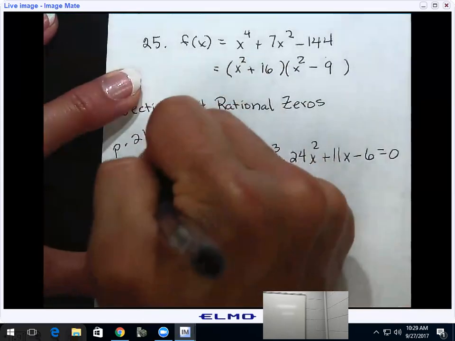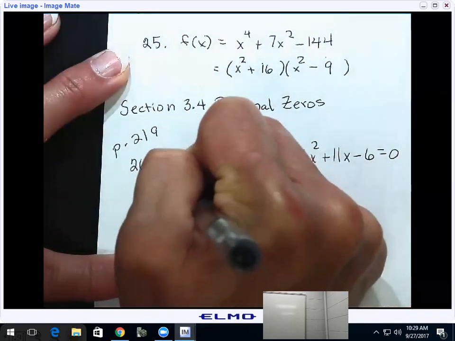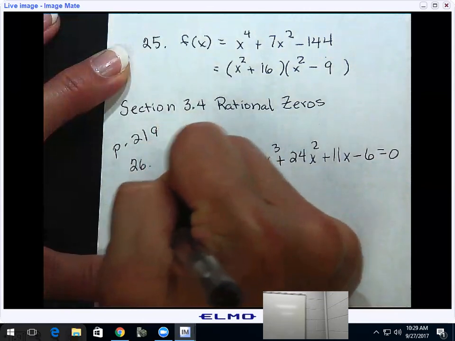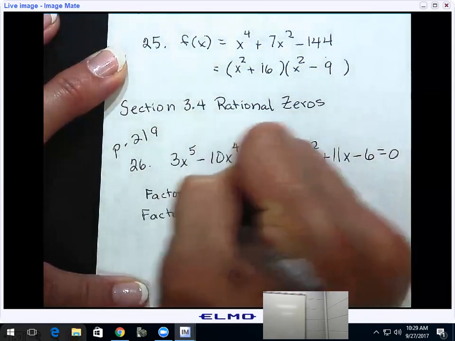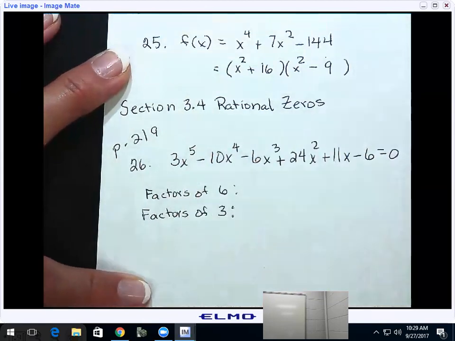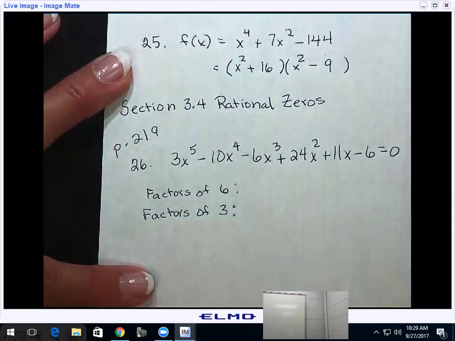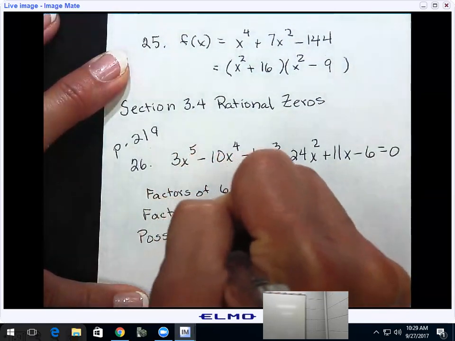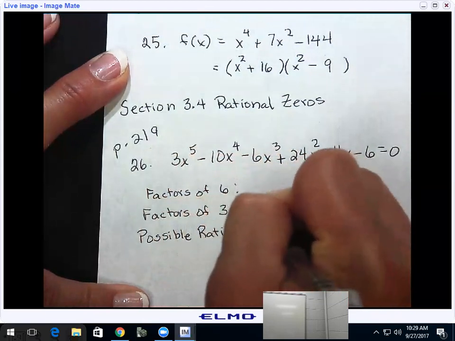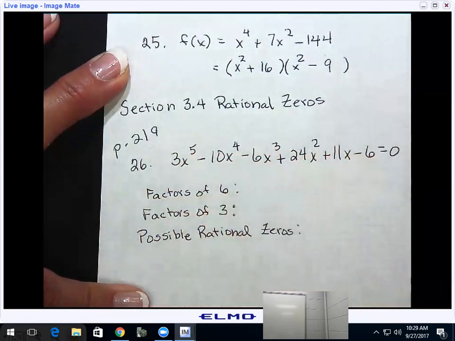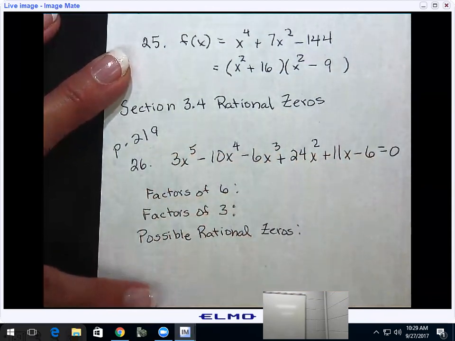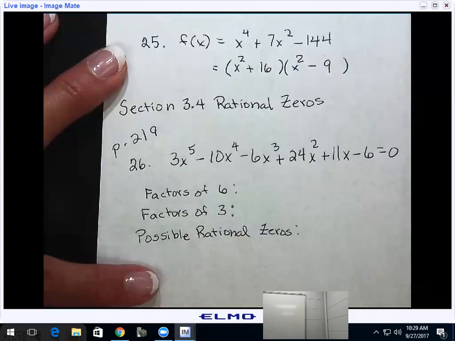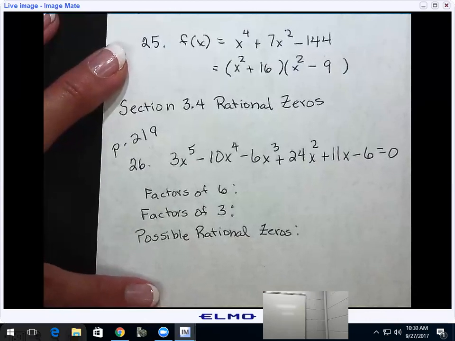I need my factors of 6 and my factors of 3, and use those to get all possible rational zeros. All right, you go for it. Get me the list of possible rational zeros.